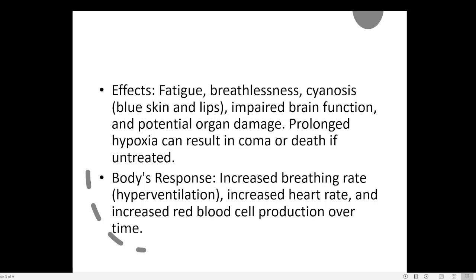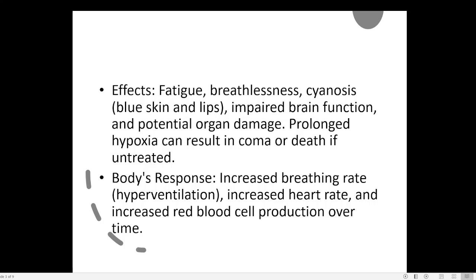Impaired brain functioning. The brain needs a pure supply of oxygen. So if the oxygen supply is reduced, that will lead to brain damage. That is the problem, and prolonged hypoxia can result in coma. Coma means unconsciousness. Then after a period of unconsciousness, death can happen. So this is the problem of hypoxia.